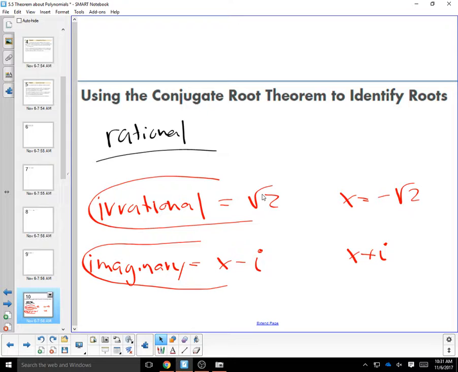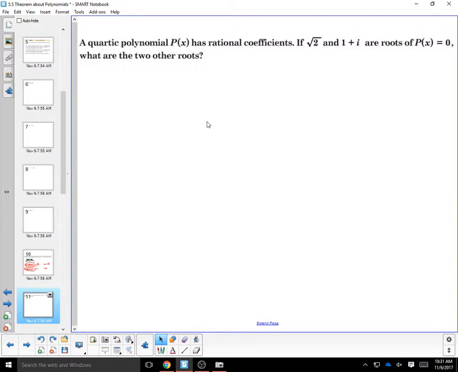Is that true for rational roots? That is not true for rational roots. That is only true for irrational and complex or imaginary. Okay? So, let's go about how. This is saying you've got some polynomial. One of the roots is radical 2, and another one is 1 plus i. What are the other two roots?